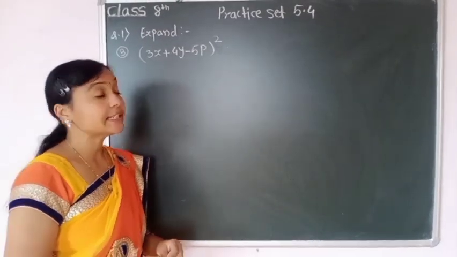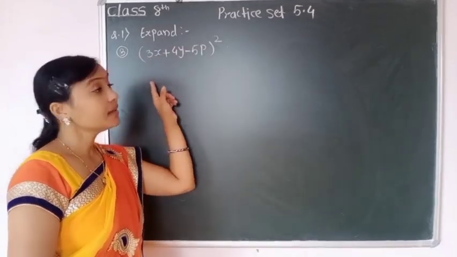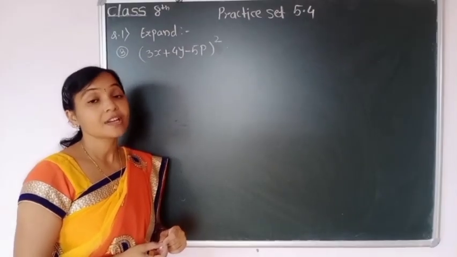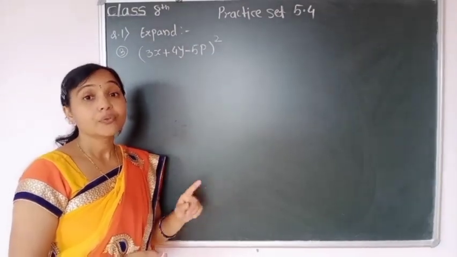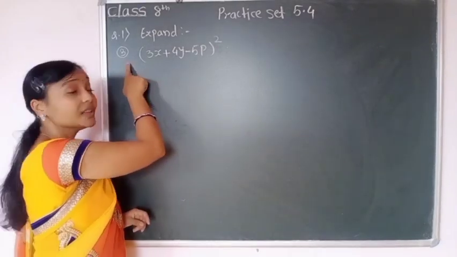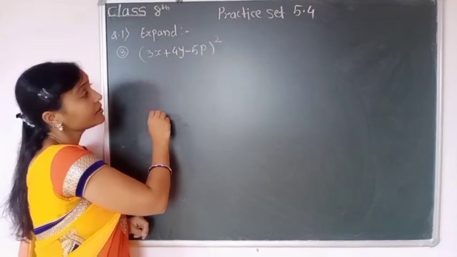Now we see practice set 5.4. Expand. In the question, first there are 4 examples. I take the third and fourth here. First and second you solve at home. Okay. Now this is example number 3: (3x plus 4y minus 5p) square.